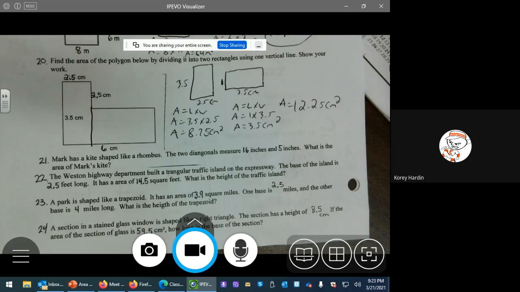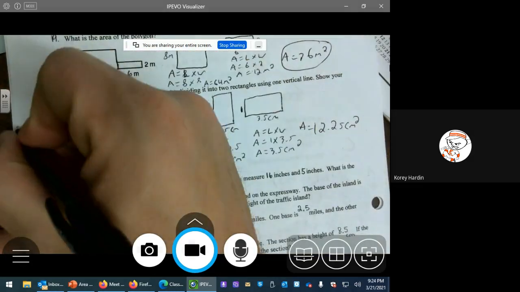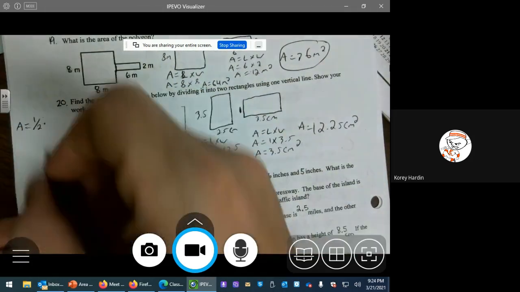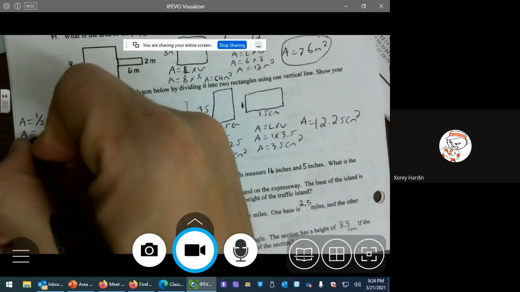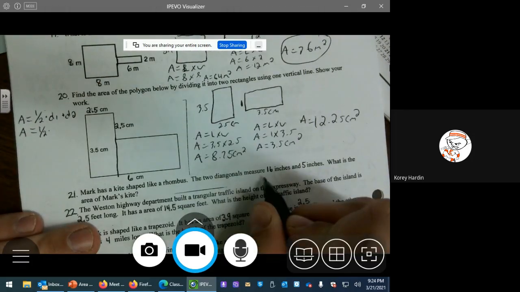So now I've got the last three problems, 21, 22, 23, and 24. Mark has a kite shaped like a rhombus. The two diagonals measure 16 inches and 5 inches. What is the area of Mark's kite? So we'll work that one. Let's go up here and work this one. Area equals 1/2 times D1 times D2. So area equals 1/2 times 16 and 5.